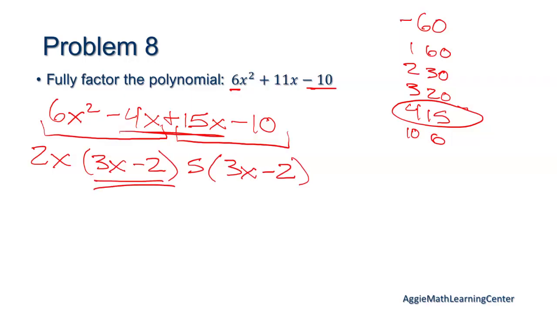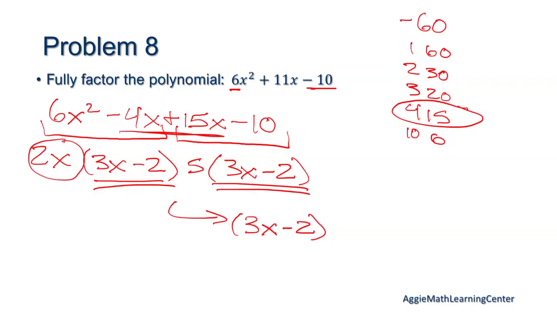Okay. Do our middle terms match? These two in our parentheses. Yes, they do. So we're good to go. We can kind of take these out. We have our 3x minus 2. And then what goes in our other factor? 2x plus 5. Perfect. These two.